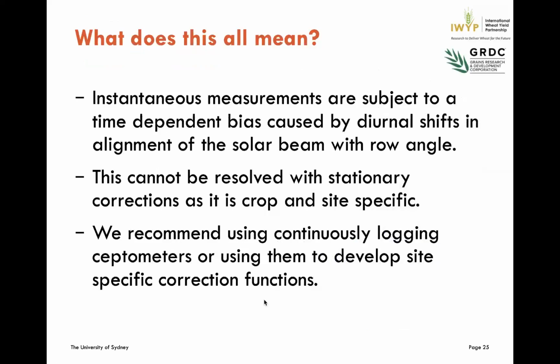As I said, instant measurements would be subject to time-dependent bias, which I showed in that last graph. And that's caused by the diurnal shifts that occur with the alignment of the solar beam with that row planting angle. Unfortunately, we don't think this can be resolved with stationary corrections, as we mentioned earlier, which you can just apply because you're in this location, because it's really quite crop and site specific.